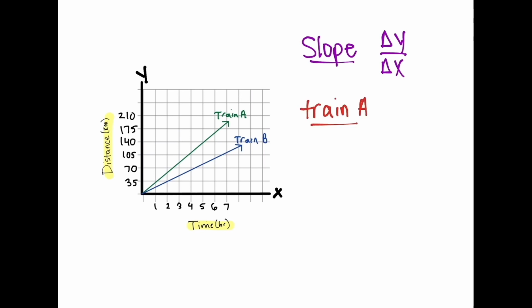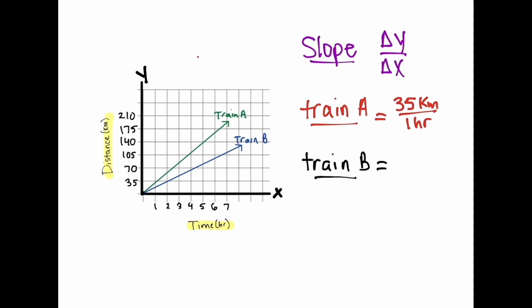Let's first look at the slope of train A. To find the slope, you need 2 points on the line. 0, 0 is 1 point on train A's line. Now 35, 1 is not exactly on the line, but it's close enough to interpret the slope. What that means is that at 1 hour, train A has gone 35 kilometers.